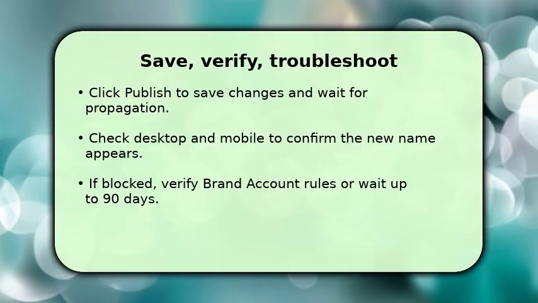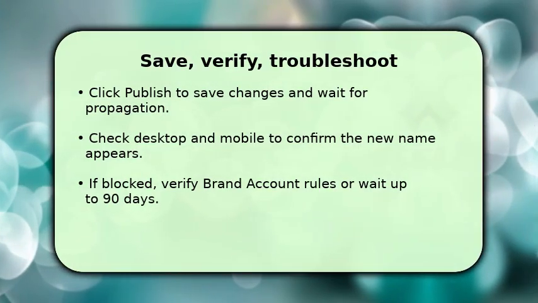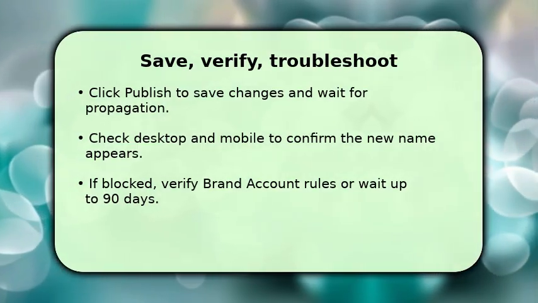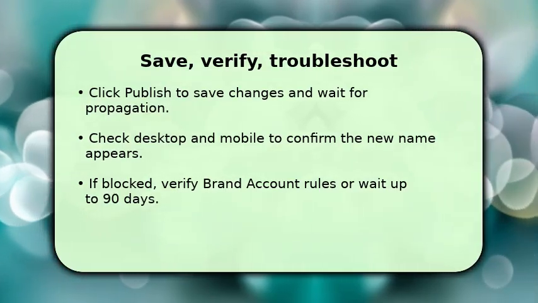If the name didn't update, make sure you edited the correct account type, brand account versus your Google profile. If YouTube blocks the change because you edited recently, the key fix is patience. Wait up to 90 days or use a brand account owner to make the change.